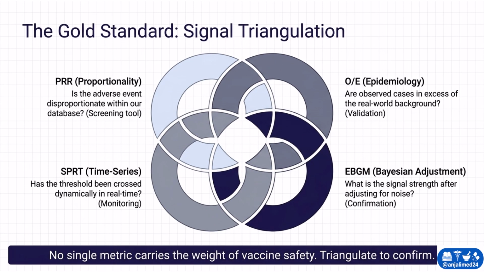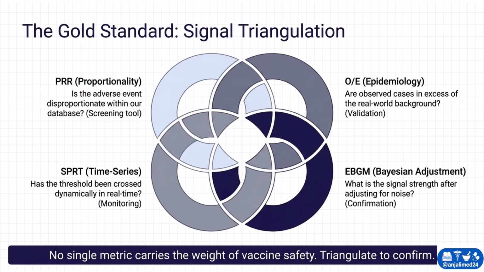The gold standard: signal triangulation. After understanding the limitations of relying on a single metric like PRR, we now move forward to what is considered the gold standard in pharmacovigilance and vaccine safety science. Signal triangulation. Signal triangulation means combining multiple analytical approaches instead of depending on just one method. Because vaccine safety is complex, no single statistical tool can provide complete certainty. Each method answers a different scientific question, and together they create a much stronger and more reliable assessment.